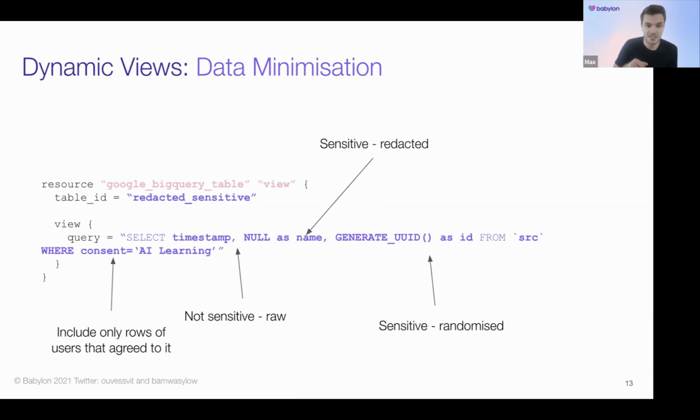In this particular case, we are creating a redacted sensitive view into some original table, where the timestamp is passed as is because it's not sensitive information and maybe we need it for our job. Then the name is not needed, and also it's sensitive information, so we're redacting it. We're saying no as name. We're generating some random IDs as the ID, and we're making sure that every single row that we're getting has been consented by the user with this AI learning consent type.